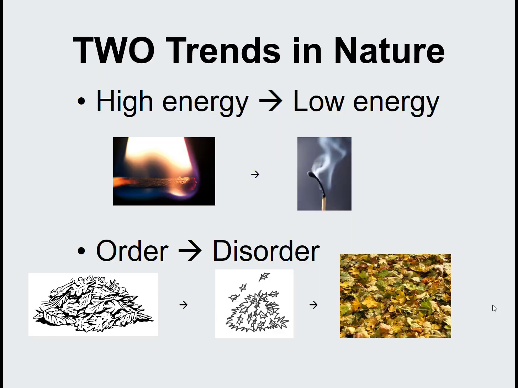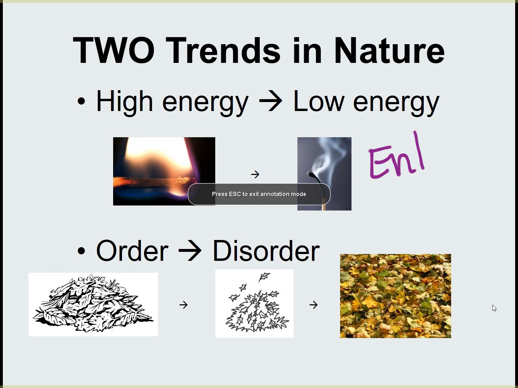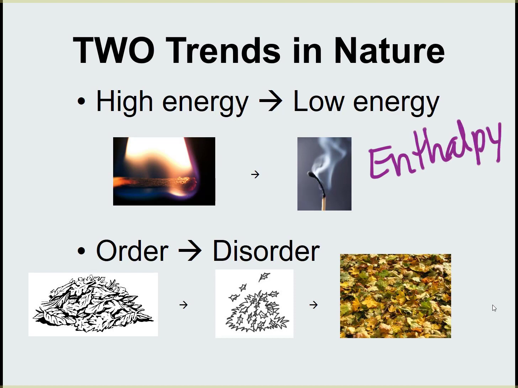There are two trends in nature. The first one has to do with energy. Energy goes from high energy to low energy. So this is an example of a lit match, and we blow it out and then it cools off. Energy is also known as enthalpy, and it's given this symbol H, and the H is found right in the middle of that word.